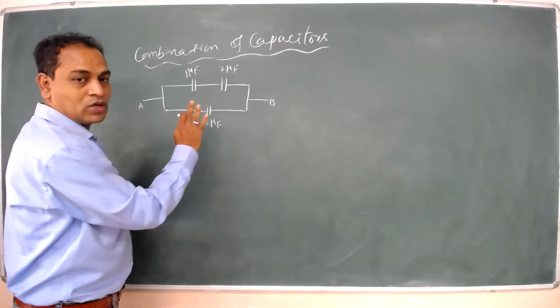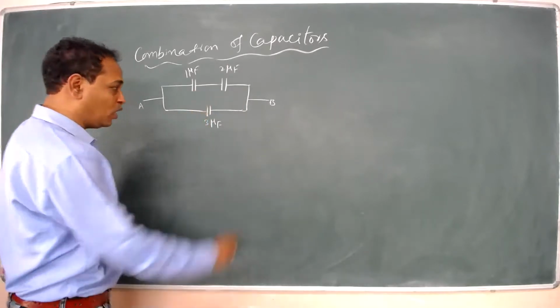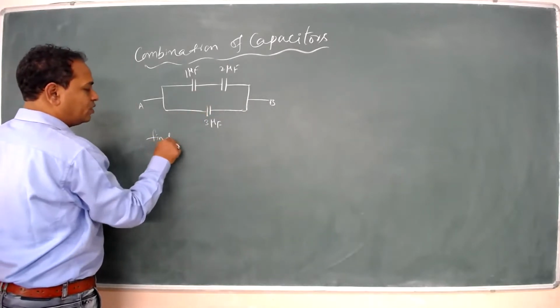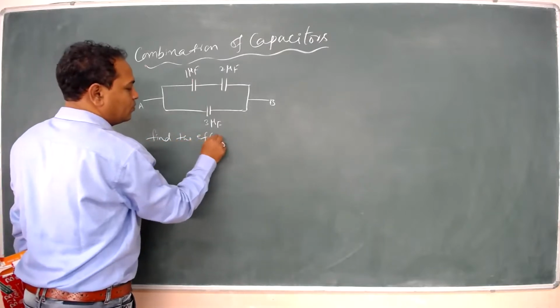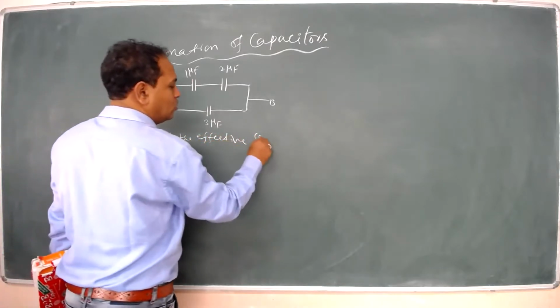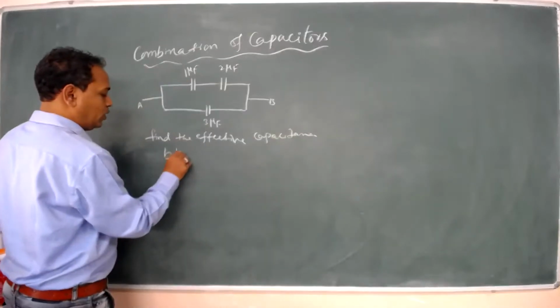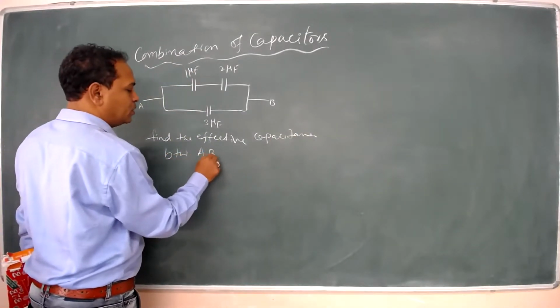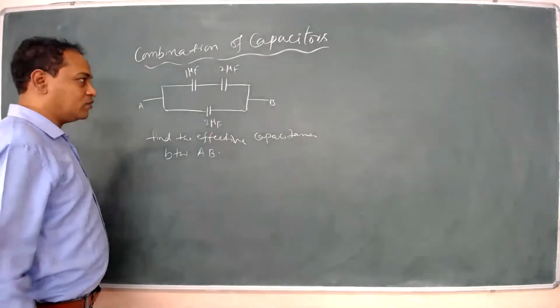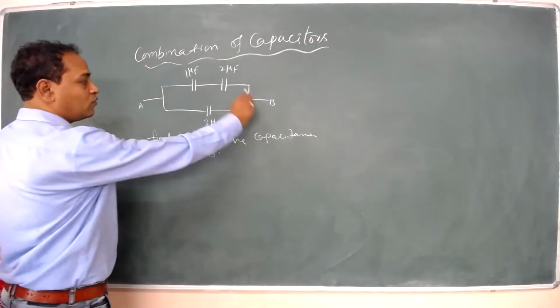Like this, they will give a circuit diagram, and they will tell us to find the effective capacitance between A and B. Between A and B, if they ask, then what do we have to do?